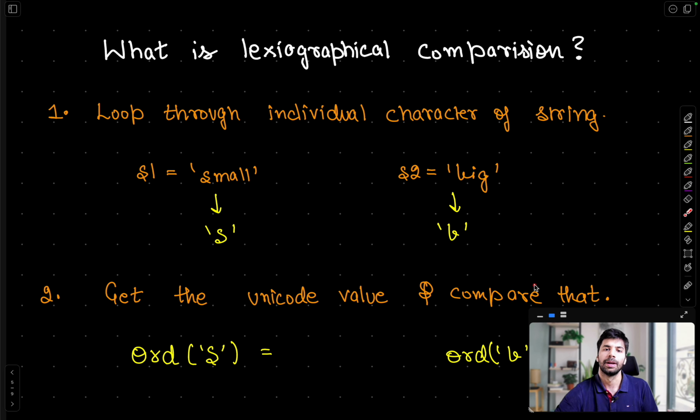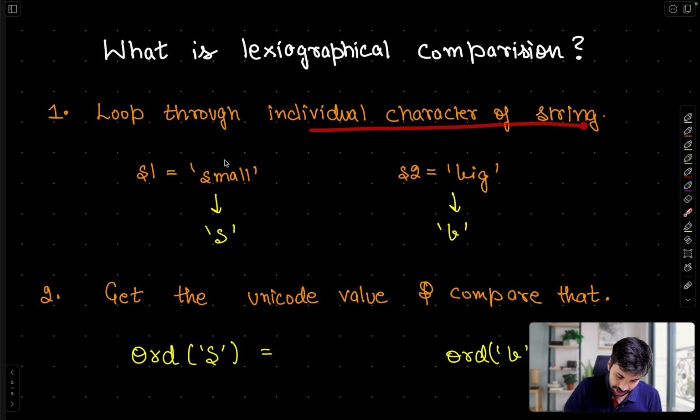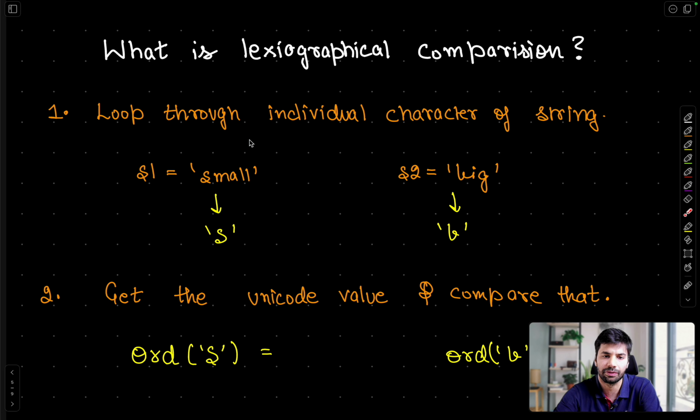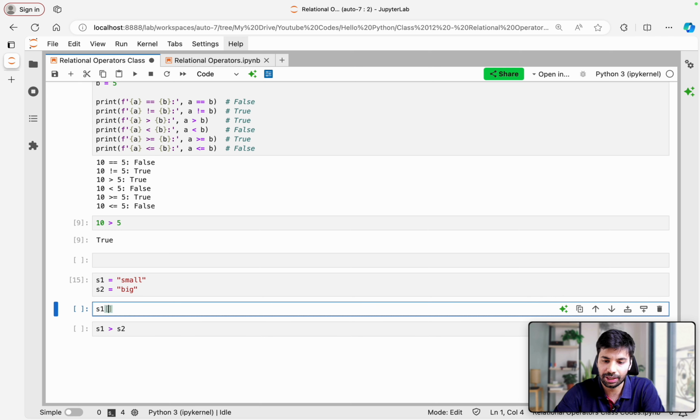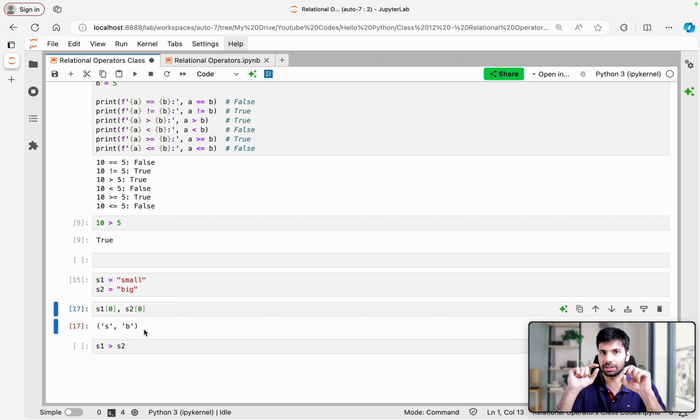Yeah, cool. What lexicographical comparison actually does is loop through the individual characters of a string one by one. So let's say you have small and you have big. Let us define the same in here. We know that we can access the characters one by one for them, right? So I'm accessing the first element of them. Now I will be comparing them. But what exactly will I be comparing?